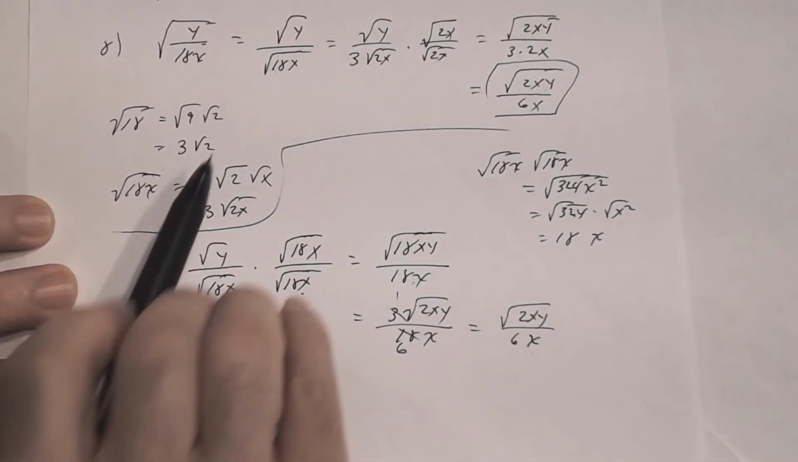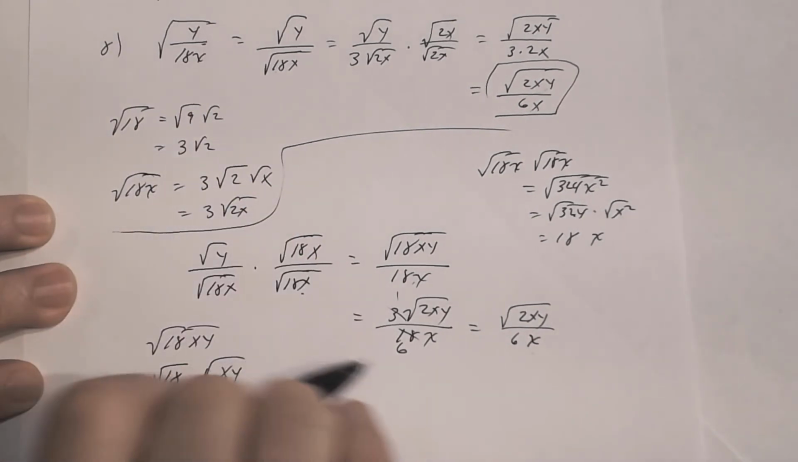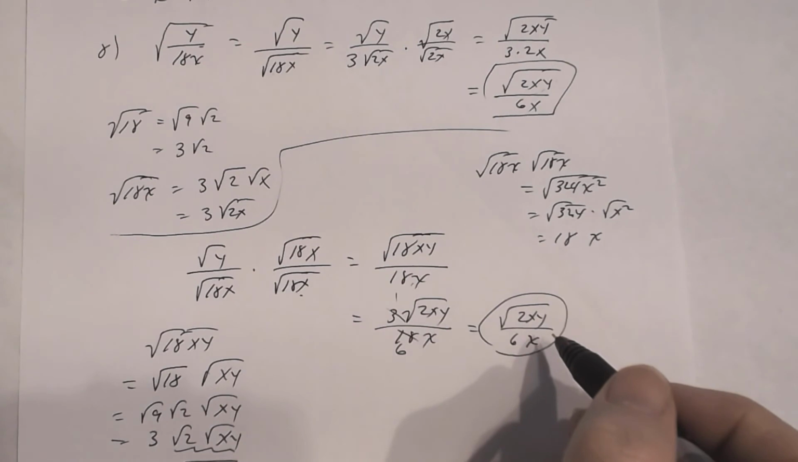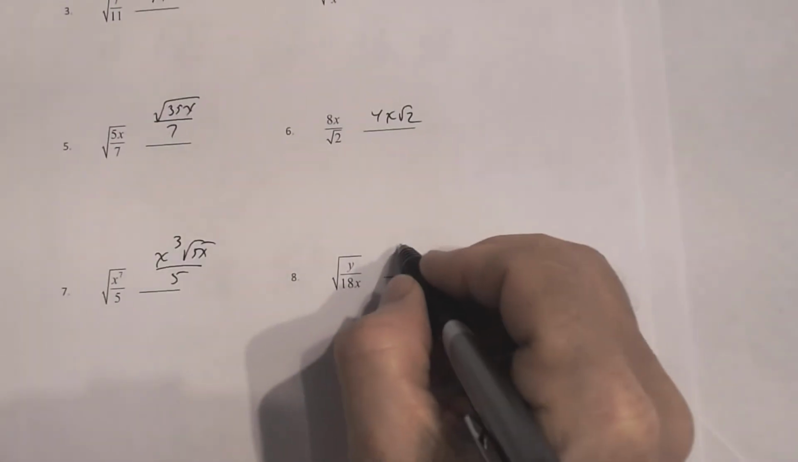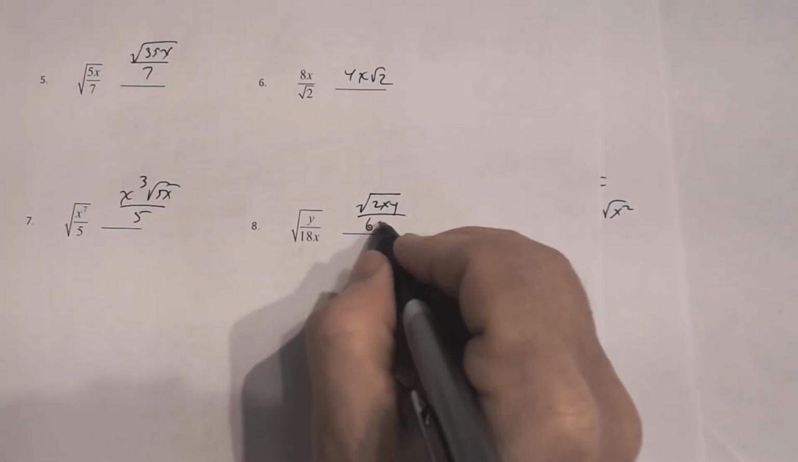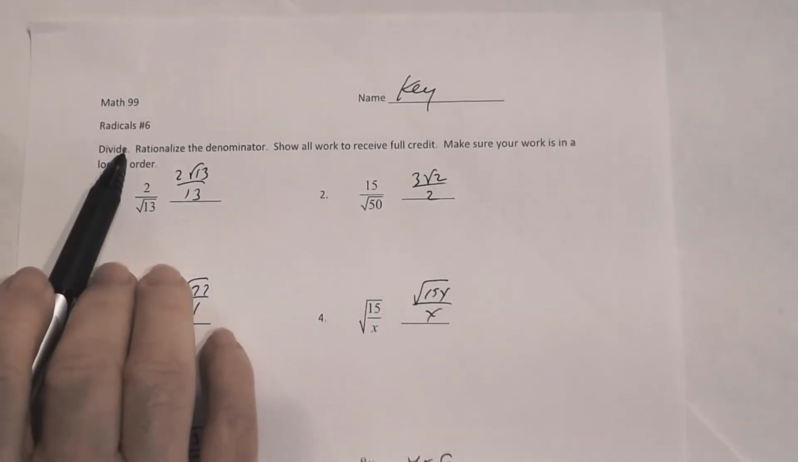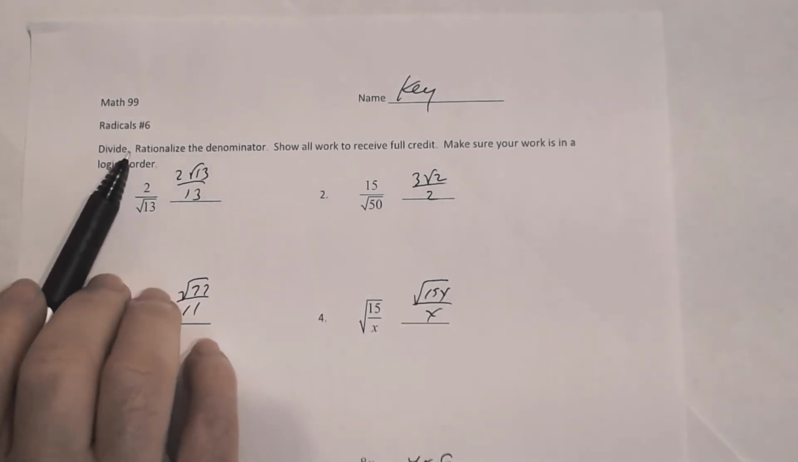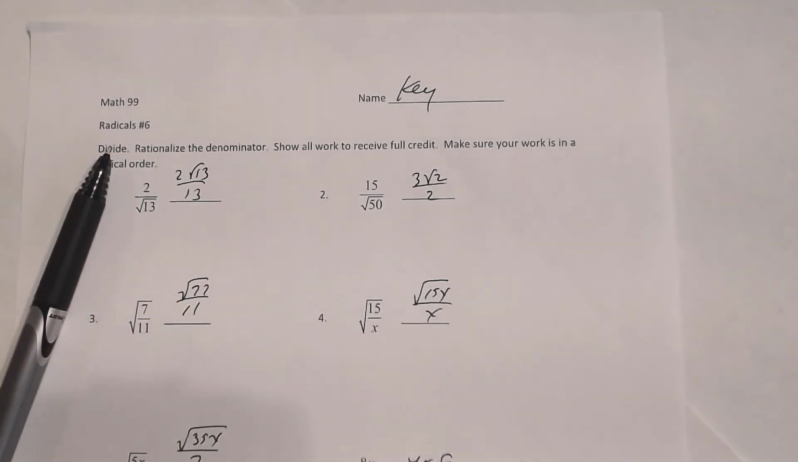Okay? So again, it doesn't matter which approach you take, you will get the same answer in the end, though. All right? So that is number 8. So number 8, we have the square root of 2xy divided by 6x. All right, so that is the key to worksheet number 6, where you get to rationalize the denominator. All right, so that's the answer. I mean, that's the key to number 6.